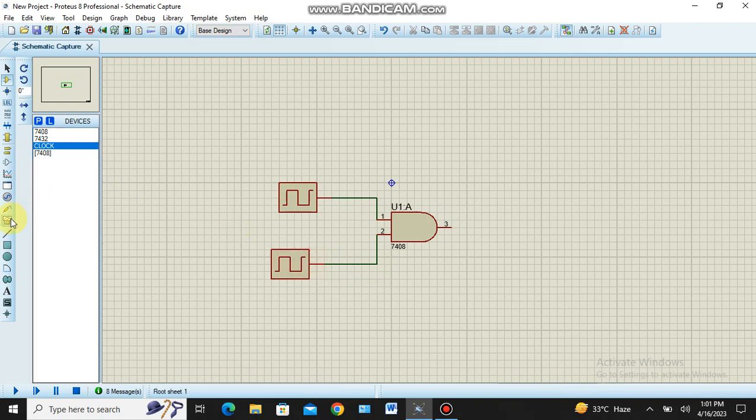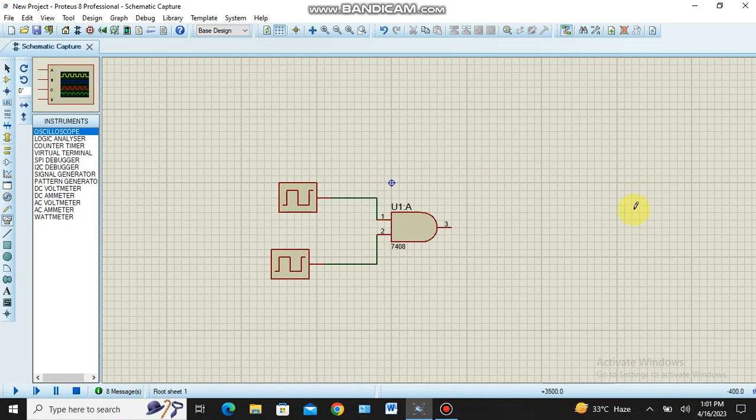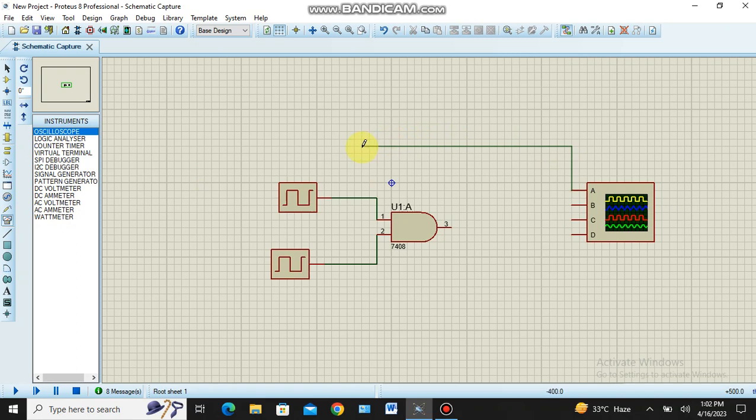Then, in order to see the output waveform, I place an oscilloscope. A channel, I will connect one input, B channel, I will connect the other input, and the output I will connect to the C channel. So the truth table of the AND gate is nothing but: both the inputs are in high state, the output is high. If any one of the inputs is low, or logic 0, the output will be logic 0.